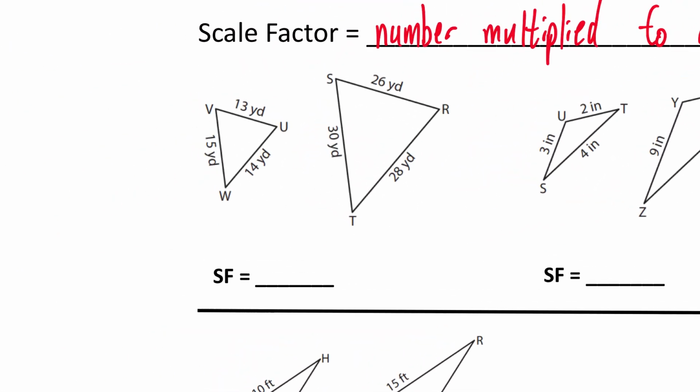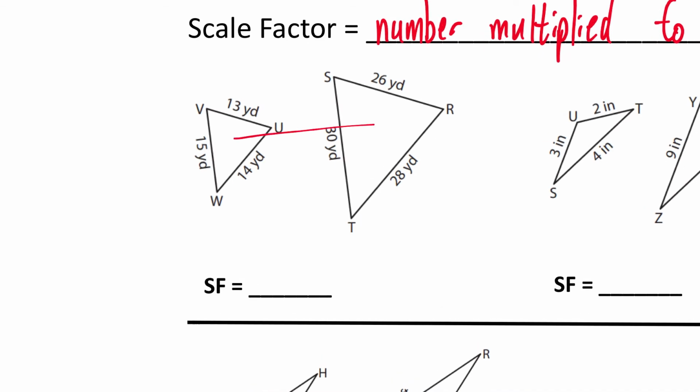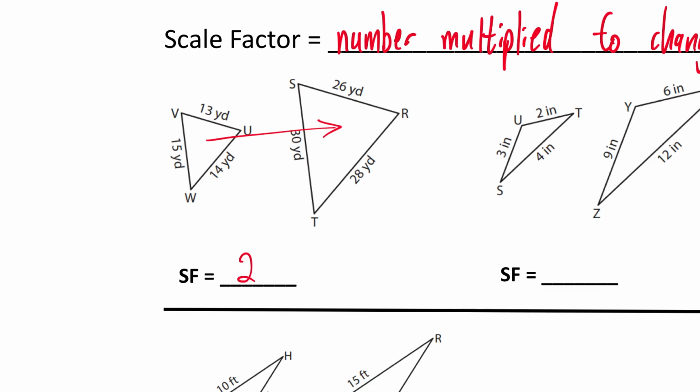Okay, so on this first one, and on all these we're going to assume we're going in this direction, although some of these we'll see that it doesn't necessarily go in that direction, but on all these we're going to assume we're going in this direction. So I want to think about, all right, what is the scale factor to get from this to this? What do you have to multiply this by to get this? Okay, this one's pretty easy to see. It's times 2, right? Because 13 times 2 is 26, 15 times 2 is 30, 14 times 2 is 28. So, I mean, that's what the scale factor is, so that's easy.